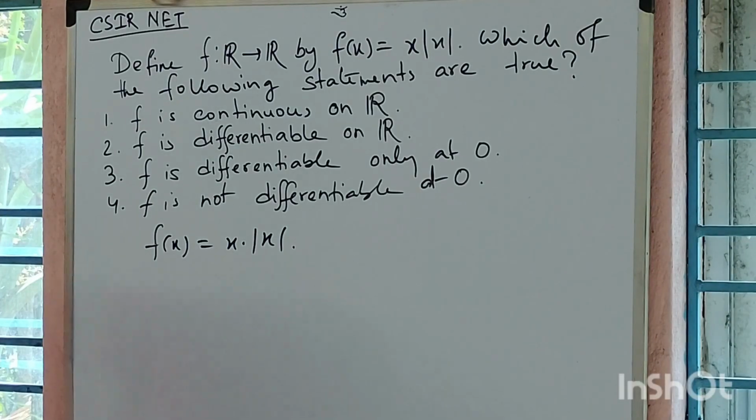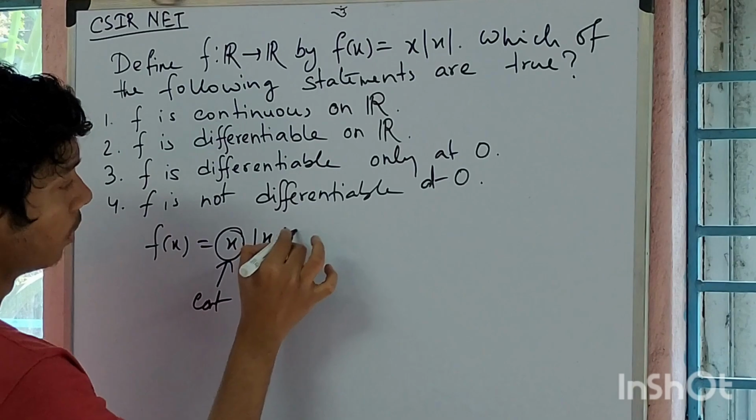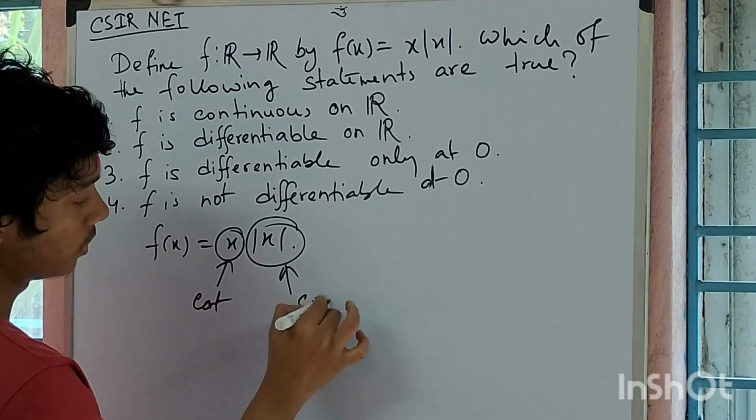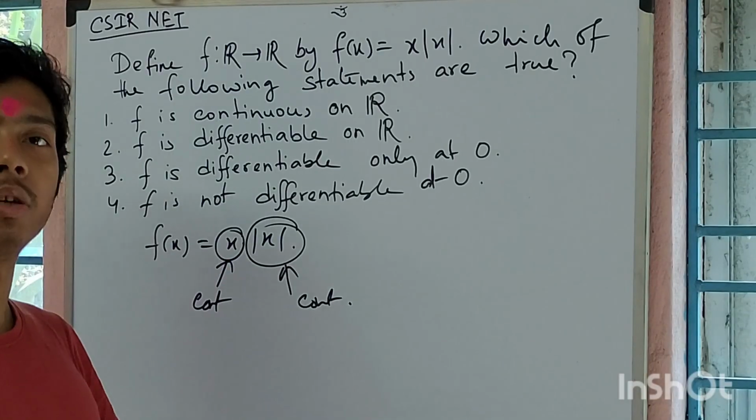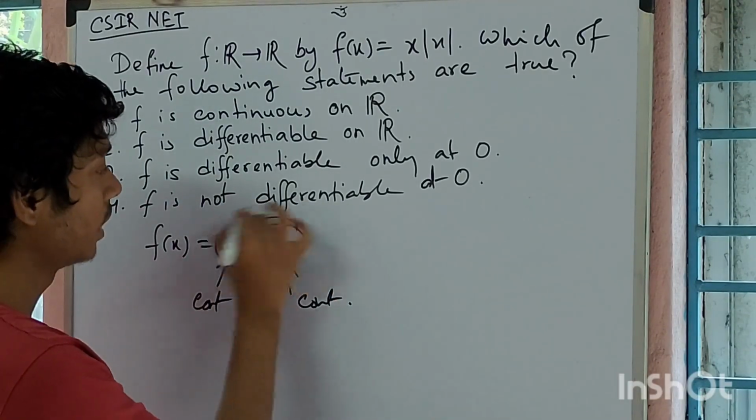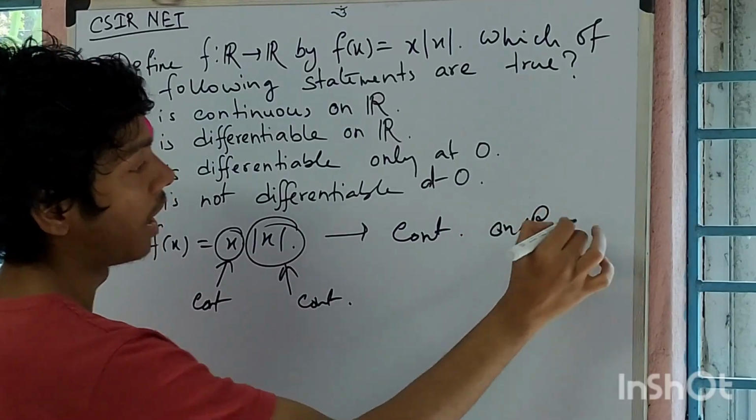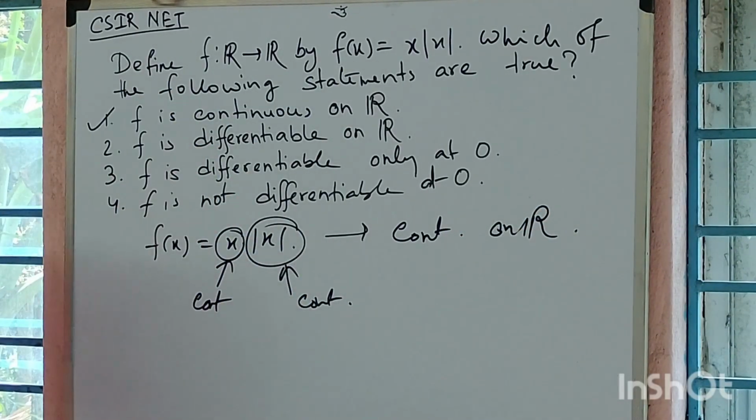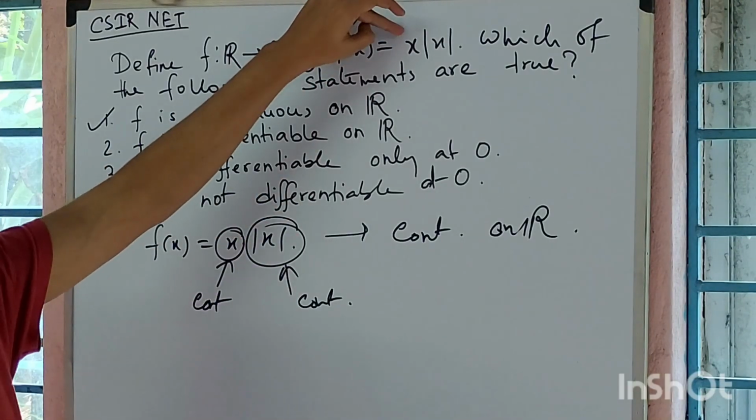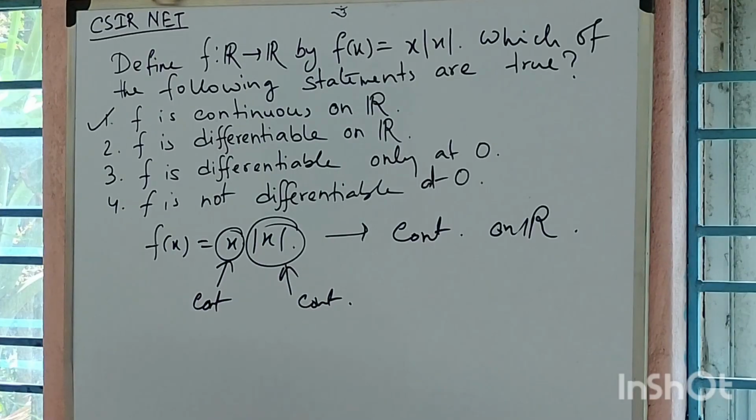Now we know that the function x is continuous. We know |x| is also a continuous function. So the product of two continuous functions is also continuous. That's why this whole function becomes continuous on R. So f is continuous on R. This is absolutely correct. x is a polynomial function and the mod function is also continuous. These both are continuous functions, so its product is continuous. Fine.